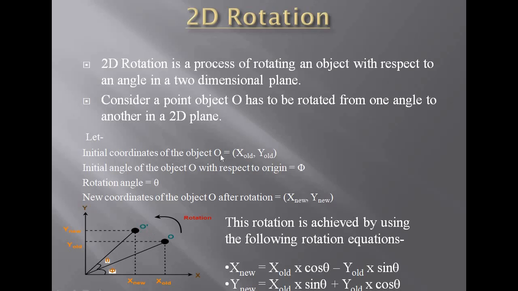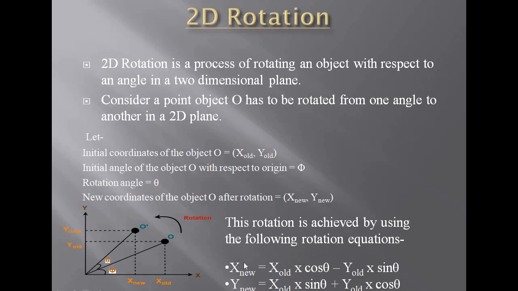We have an initial object O with our x coordinate and y coordinate. These are our old coordinates that are given to us. Then we are given a rotation angle, that is theta. We will perform a trigonometric expression on that, and we will get a new coordinate, that is x new and y new. We will study with an example.